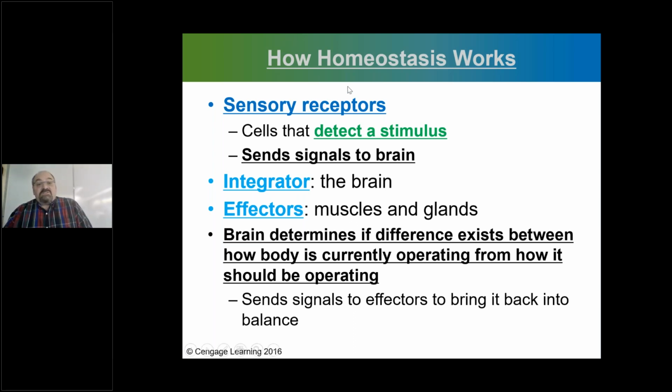So sensory receptors will detect a stimulus. They'll detect whether your temperature has gone too low or too high, and send a signal to the brain. Then the brain will determine what we need to do. Is it good? Is it bad? Is it too high? Is it too low? We need to bring it back to this set point. So write this down, please. This term, set point.